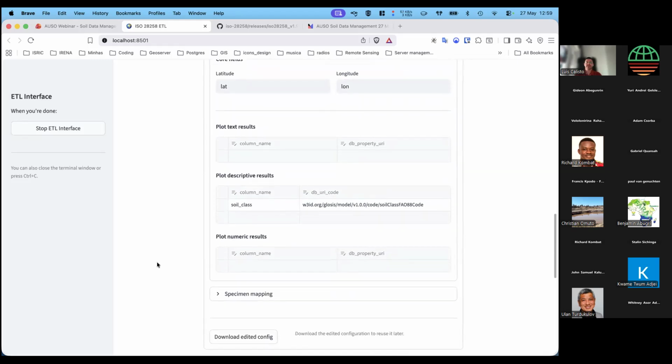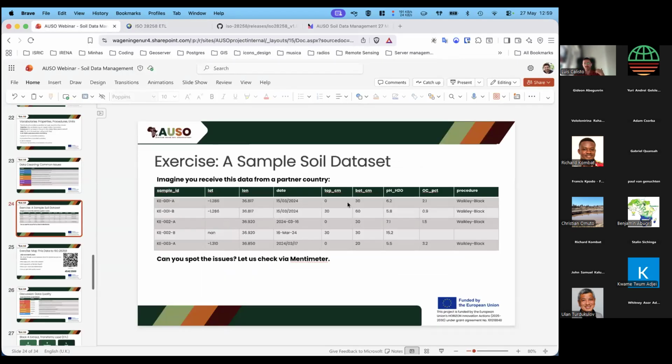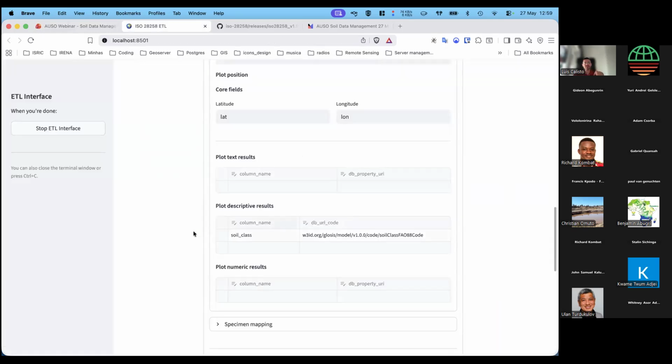And then something that I can also have for the different profiles, in this case plot and profile are the same, is results. By results I mean observations. And I can have three types of observations: text, free text, descriptive, or numeric. And this is where we put the observations. In this particular case, I don't have, but I could have land cover. If I have a column with land cover, then I could put it here. It could be a text or a descriptive.